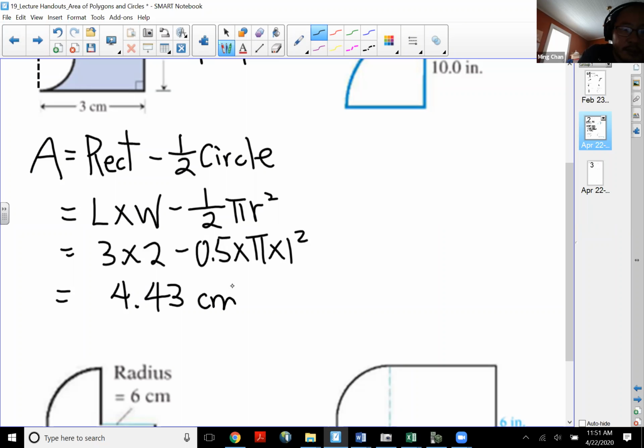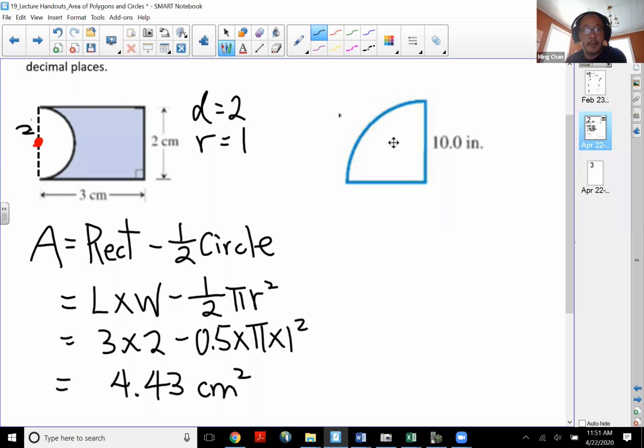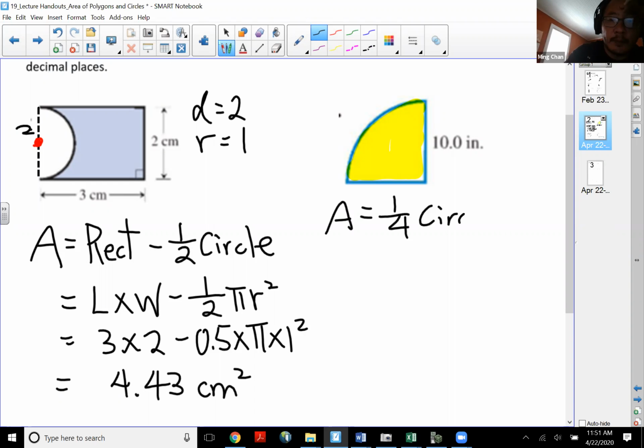Square centimeter, right? Dealing with area. All right, this is the same picture as from topic number 18. This time we're finding the area. So literally what you see, area is inside of it. Literally what you see, this is a quarter of a circle. So that will be a quarter times pi r squared.